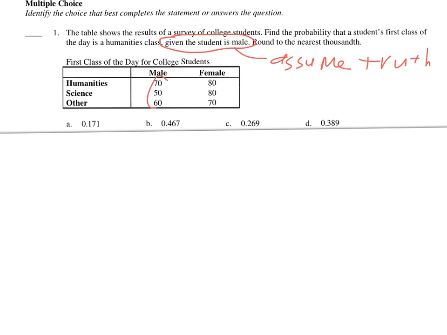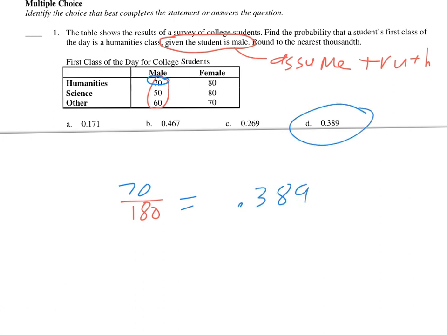So if I just add up all the male students, that is only 180. And so then on the numerator here, I need to say out of that 180, how many of those are in the humanities class. So that's going to be 70 right there. So you can reduce this fraction. I see the answers, though, are decimals, so I would just divide that out. And so I get 0.38 repeating, so it looks like they rounded up to 0.389.